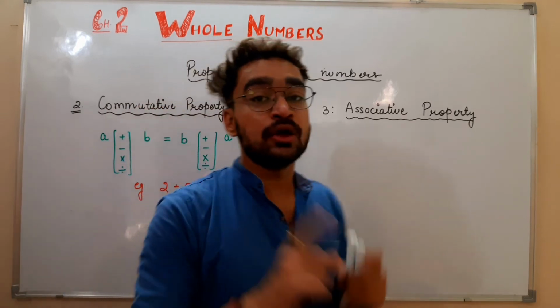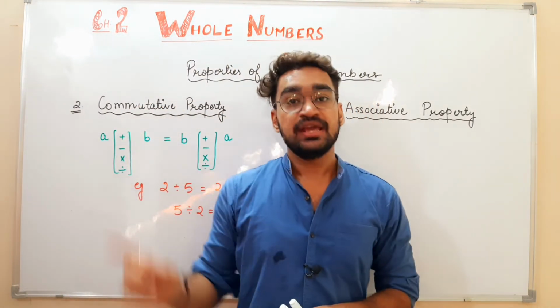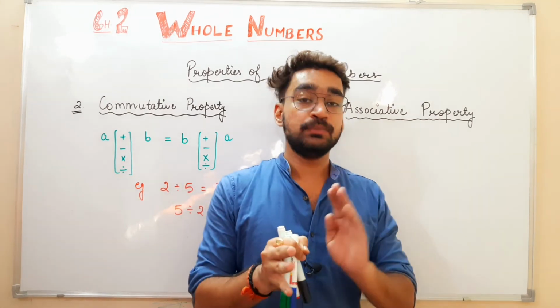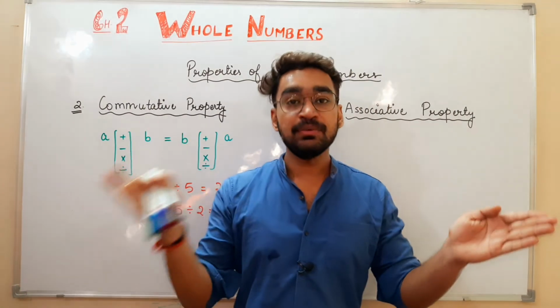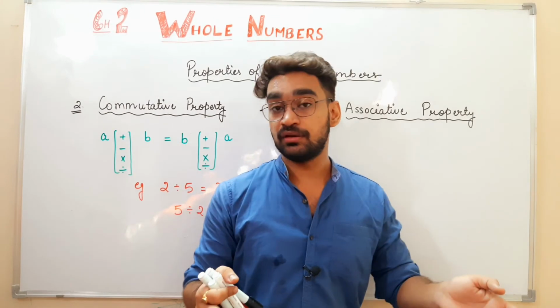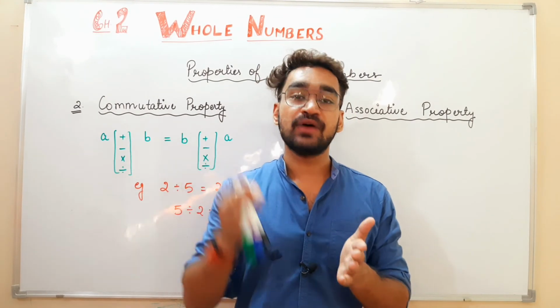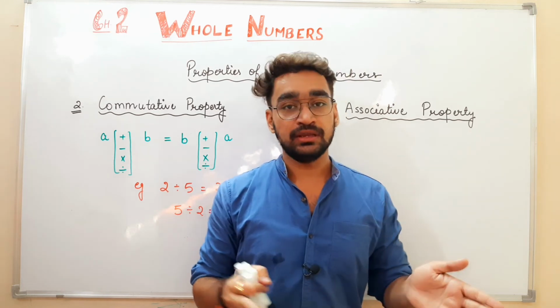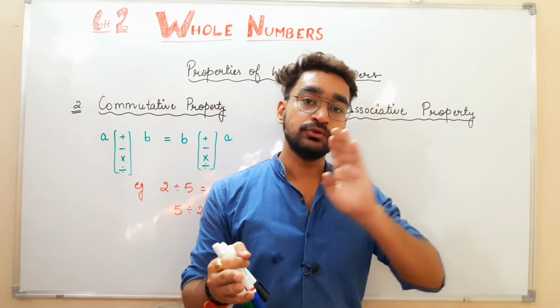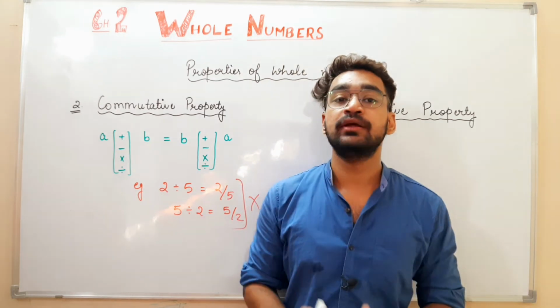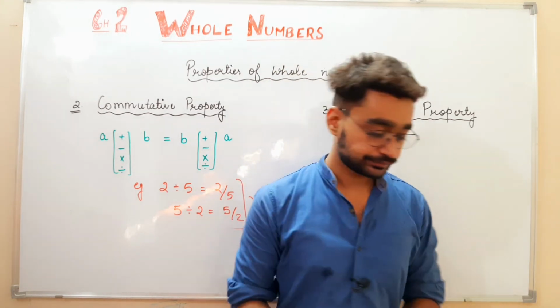Commutative means the order can be changed. A plus B should be equal to B plus A. 3 plus 5 should be equal to 5 plus 3. 7 plus 3 should be equal to 3 plus 7. And in the case of multiplication also, 3 into 5 should be equal to 5 into 3. 100 into 9 should be equal to 9 into 100. Commutative property means order can be changed.